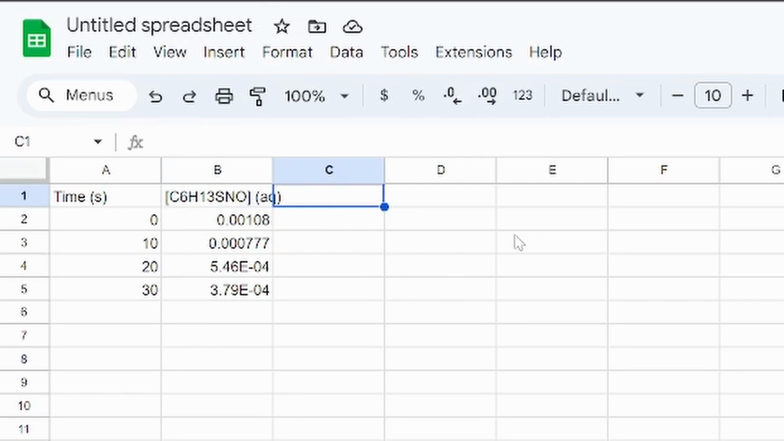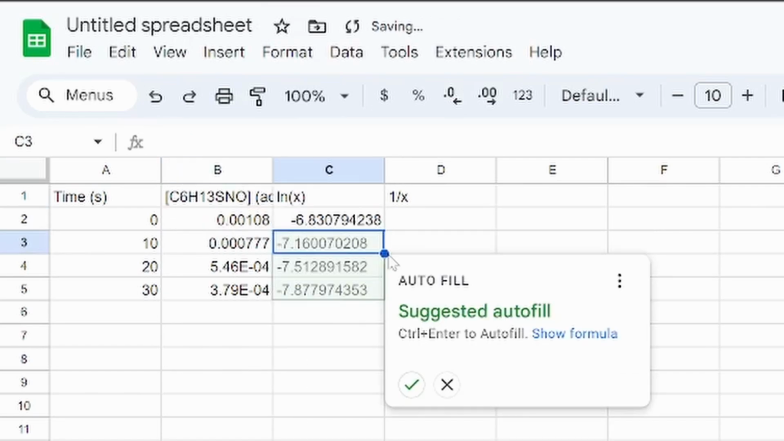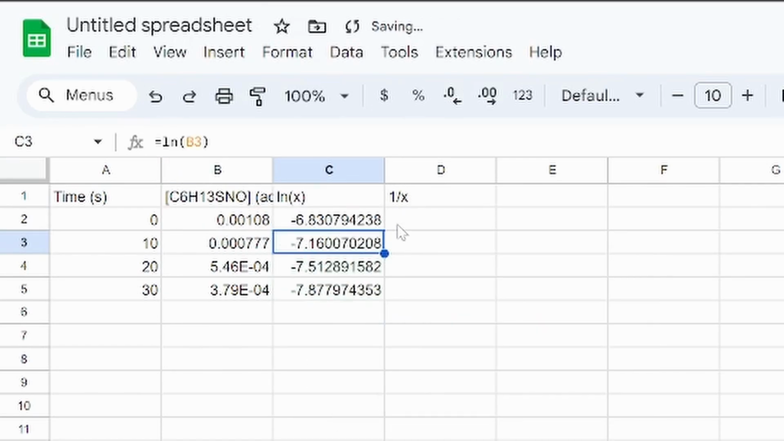We don't have to do anything fancy there. Our first order, we're going to take the natural log of whatever that thing is, we'll call it x. And our second order is going to be 1 over x. Now I'm just going to do a formula here. So equal natural log of that guy. And then I will accept the autofill.